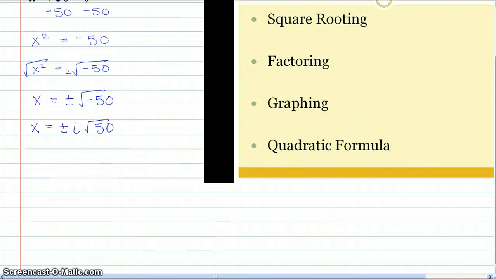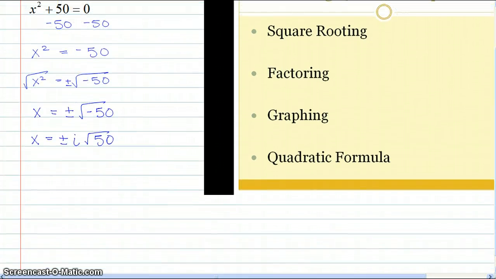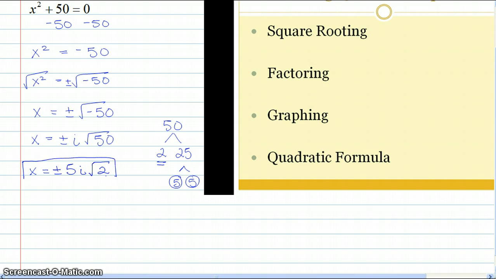When we were breaking apart square roots in this chapter, we said that a factoring tree may be a great option. So 50 can be broken apart into 2 and 25, and then 25 can be broken apart into 5 and 5. 5 is our pair. So the way that we write this would be plus or minus the 5, then the i, and our only single term stays under the square root, so we have square root of 2. So my answer for this problem would be x equals plus or minus i, the square root of 2.